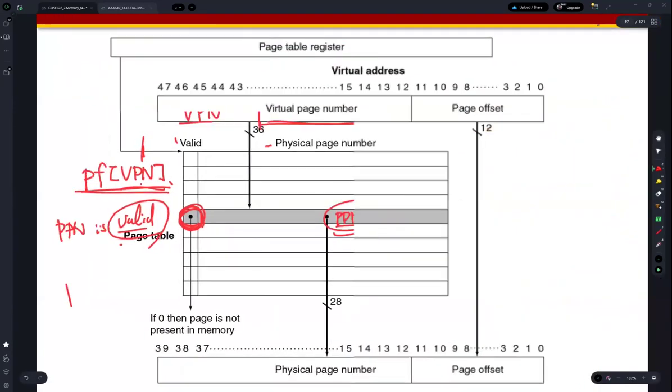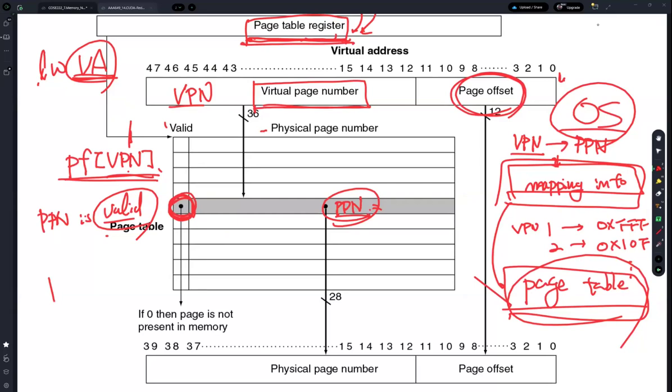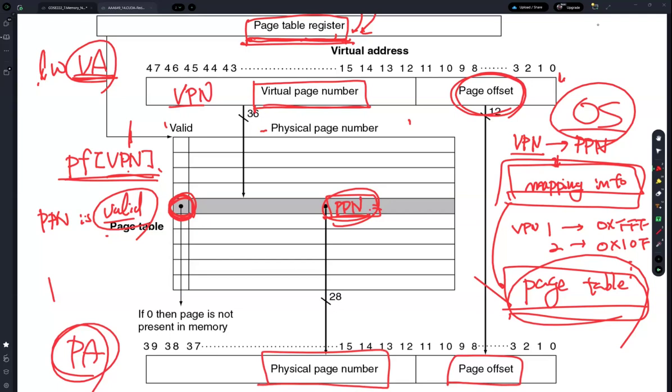Okay, so if we access this page table, so as I mentioned, this structure, this array, is called a page table. Then we can get the PPN, the physical page number. By combining the page offset and the physical page number, we can get the real physical address. This is how virtual memory translation works in computer systems.